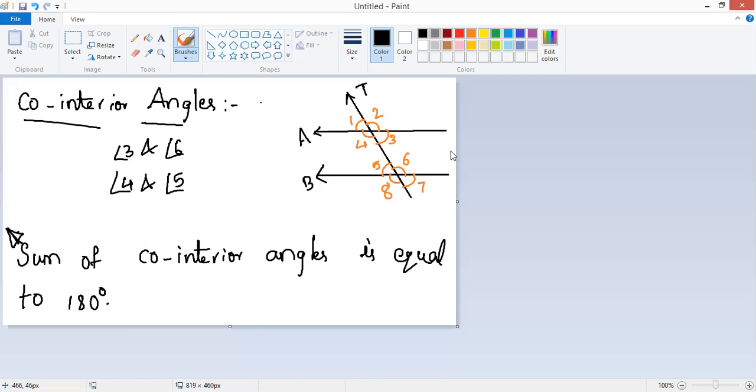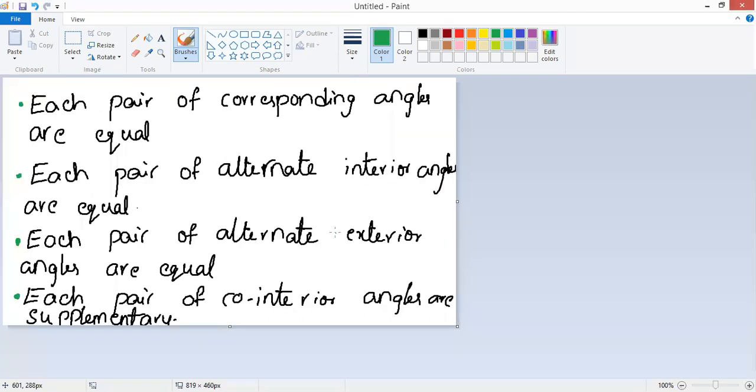The important points regarding all these four, useful from a problem-solving point of view, are: each pair of corresponding angles are equal. Each pair of alternate interior angles are equal. Each pair of alternate exterior angles are equal. Each pair of co-interior angles are supplementary, which means the sum of the co-interior angles is 180 degrees.